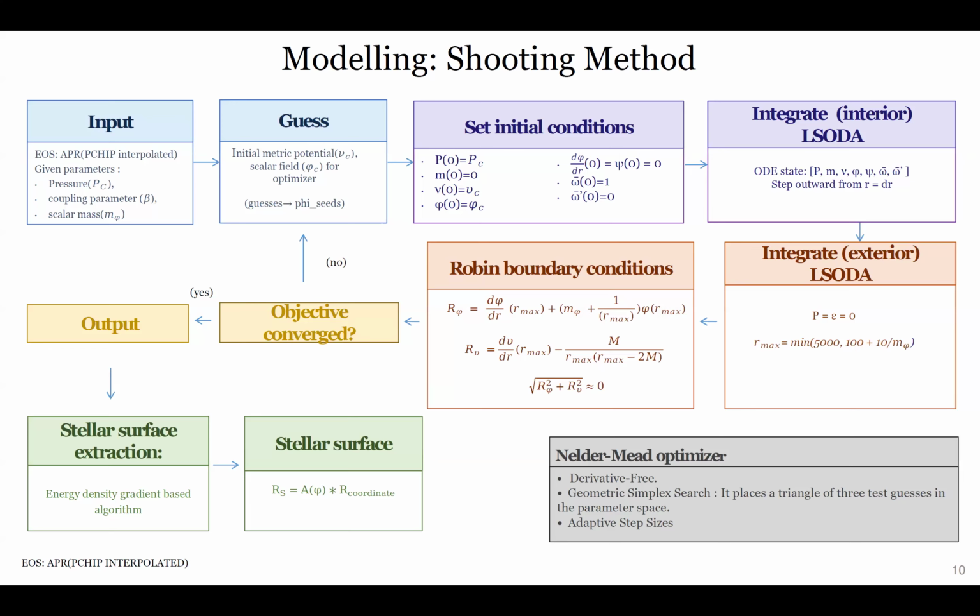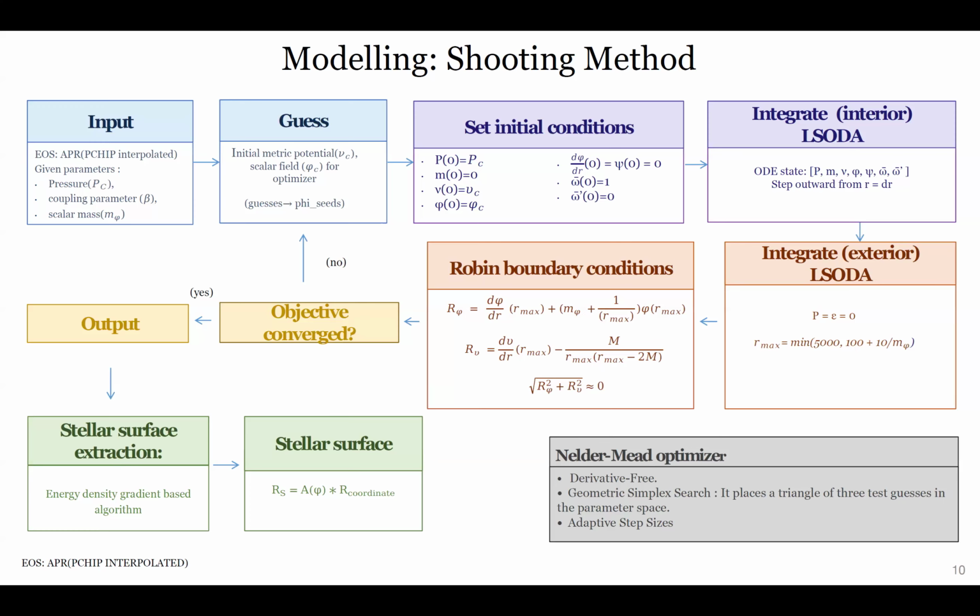Then we integrate these ordinary differential equations using the LSODA integrator. These equations are cut into two parts: the interior equations and the exterior equations. The exterior equation differs from the interior equation just by the factor that the pressure and the energy density would be 0. We set the boundary to be around 5,000 because, as I said, we have a limit where it starts to decay after the Compton wavelength. With the values that I have used, the Compton wavelength comes to around 1,500, so 5,000 was a good window for that.